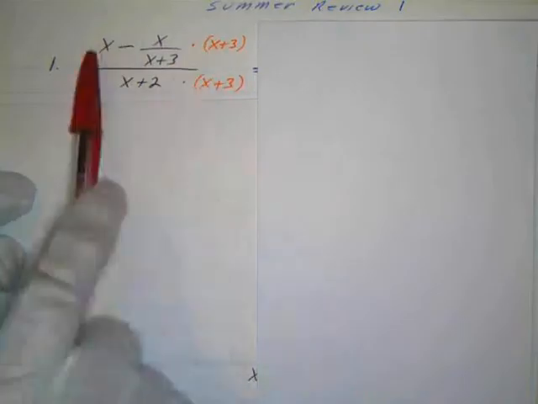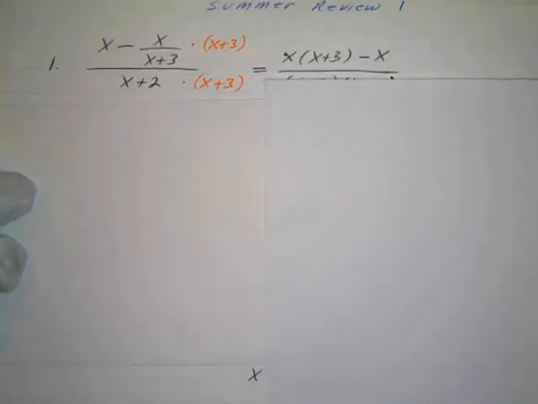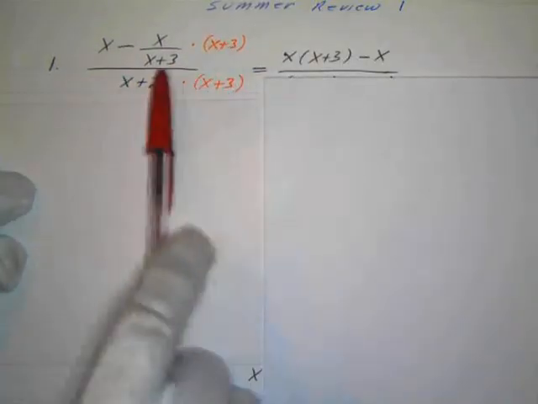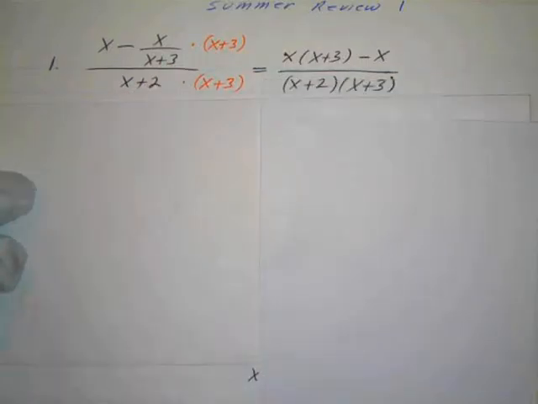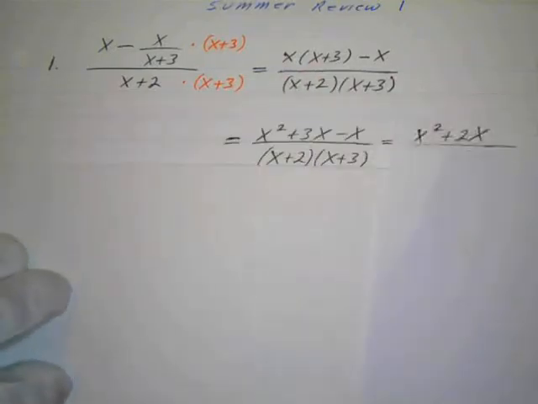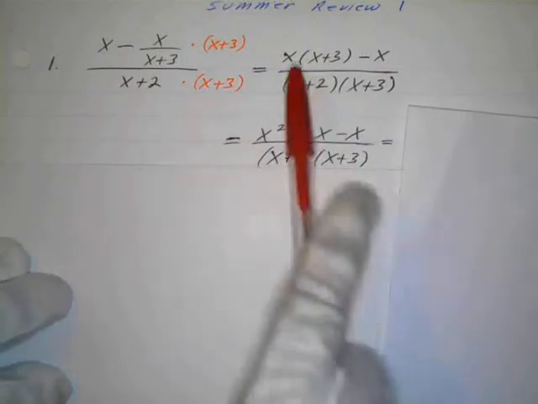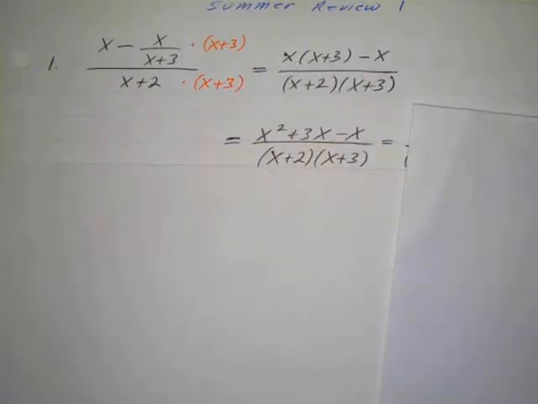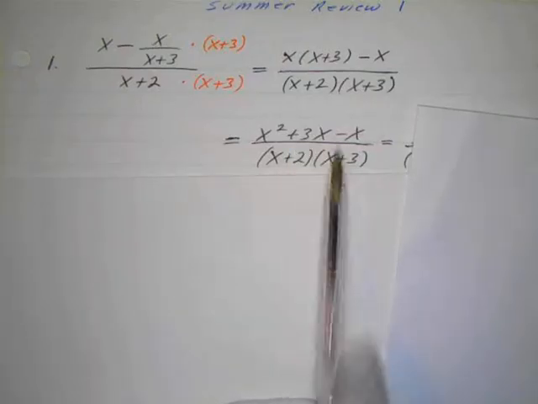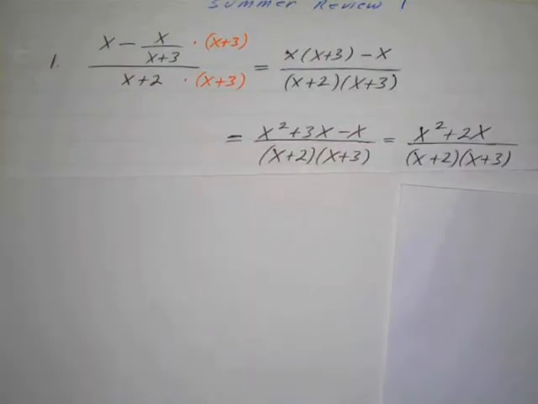Now when I multiply this, I just have x times x plus 3 minus, and then these x plus 3's cancel, so I just have x. And at the bottom I've got x plus 2 times x plus 3. And then I'm ready to simplify the top and combine like terms. So this is x squared plus 3x minus x. So I'll just multiply this out. Let me take this off here so it's not so obtuse. And then I can simplify 3x minus 1x is x, so there's your final answer.